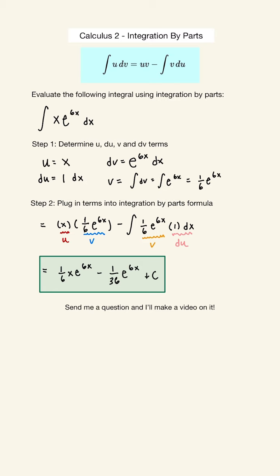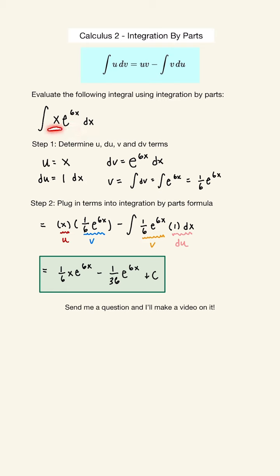So here we have our example problem, the integral of x e to the 6x dx. And when we use integration by parts, we want to try to determine which of these two terms, either x or e to the 6x, we want to use for our u. So when we think about that, we want to select a u that is easily differentiable. So here we look at this x, and we know that the derivative of x is 1. And when we look at e to the 6x, we know that the derivative of e to the 6x is going to be 6e to the 6x. So that doesn't really help us.